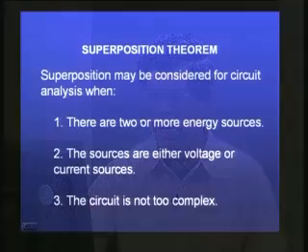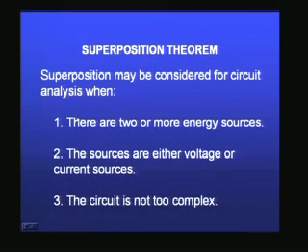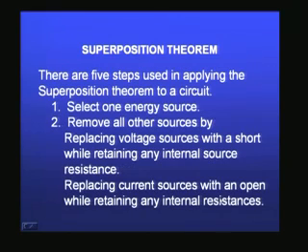So I have listed many of the important points that we should remember in the superposition theorem. There are two or more energy sources you can have. The sources are either voltage or current, you can also have current sources. The circuit is not too complex. If it is too complex it becomes very difficult, but in a simple case we can easily do that. There are 5 steps used in applying the superposition theorem, which we should remember. That is, first, select one energy source only at a given time. Second, remove all the other voltage sources or current sources. How do you remove them? You must always remember an actual voltage source also has a series resistance.